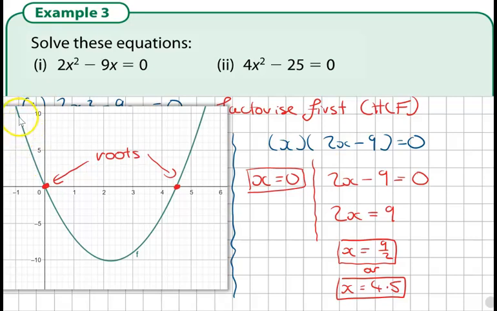So here's our curve. So this is 2x squared minus 9x is equal to 0. So this is the equation here. And we can see that 0 is one of the roots. We can see that the curve is crossing the x-axis at 0. And the other root is 4.5. It's also crossing the x-axis at 4.5.